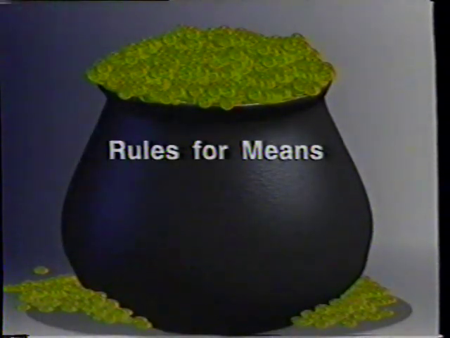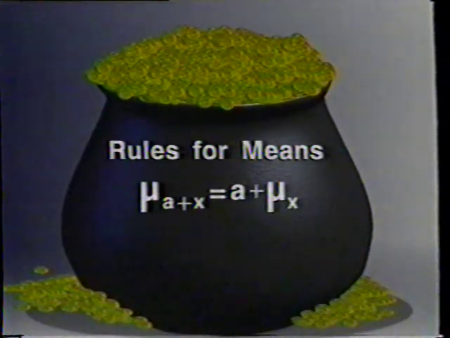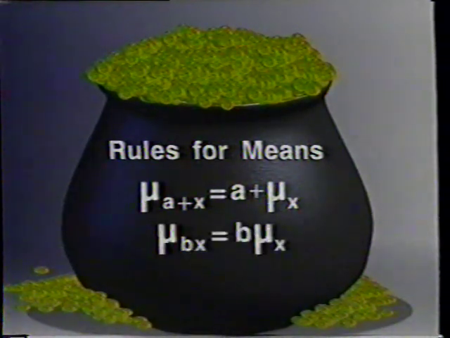The formula for the first one looks like this. It shows that adding any number a to all the values of the random variable x gives you the same mean as adding a to the mean of x. Likewise, multiplying all the values of x by any number b gives you the same mean as multiplying the mean of x by b. In other words, if you add or multiply all values of a random variable by the same number, you simply add or multiply the mean by the same amount. Of course, the same is true for subtraction or division.